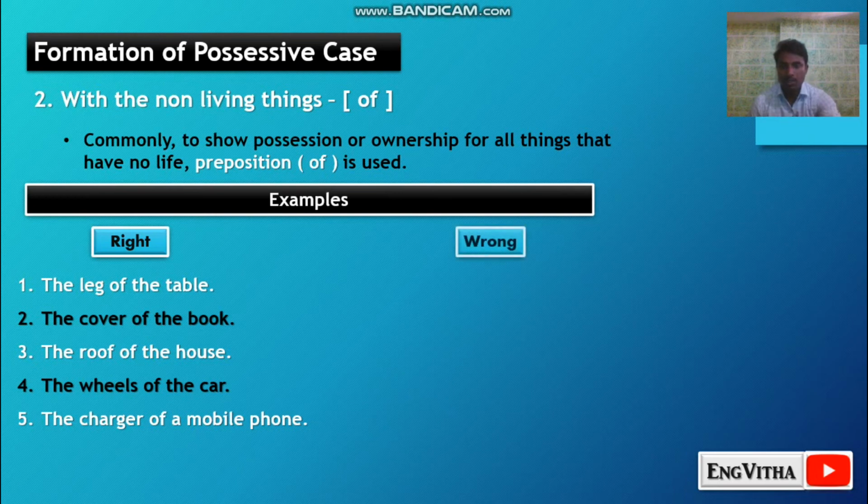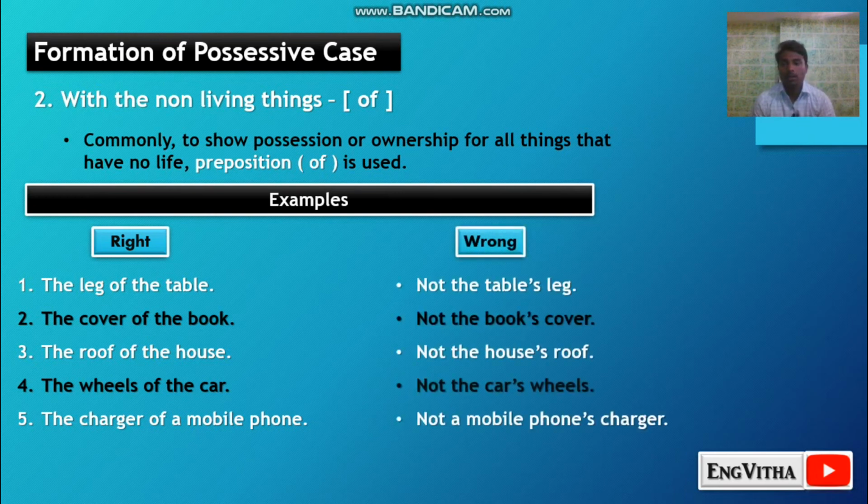But we should not use them as the leg of the table is right, but not the table's leg. The cover of the book is right, but not the book's cover. The roof of the house is correct, but not the house's roof. The wheels of the car is right, but not the car's wheels. And the fifth, the charger of a mobile phone is right, but not a mobile phone's charger.